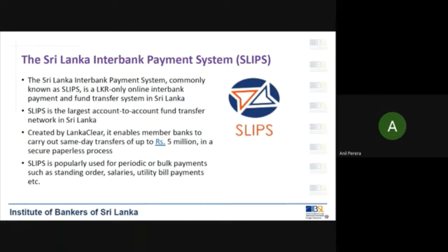And this is very popular for bulk payments like standing orders, salaries, utility bill payments, etc. You can use this even for direct credit and debit transfers, both sides. The transaction is on a T0 plus basis, so on the same day the transaction happens. And the settlement process is facilitated by the central bank. Right? There are a number of transaction cycles per day, I think 3-4 cycles, in the morning, in the afternoon, in the evening.